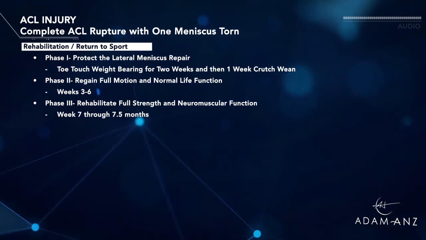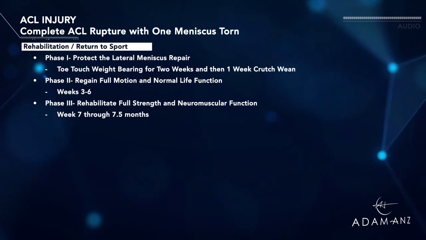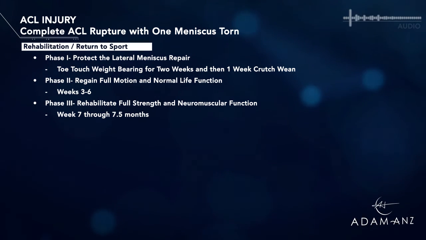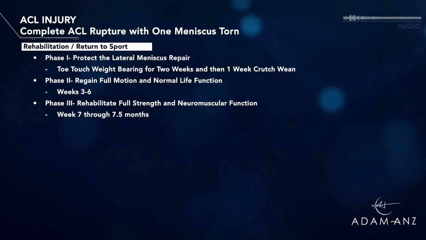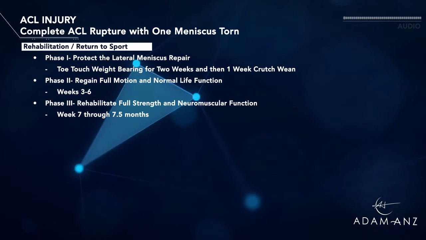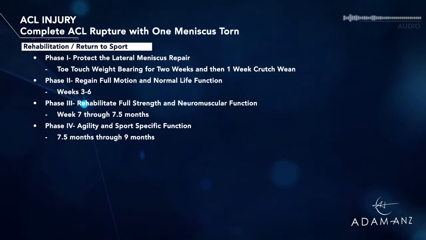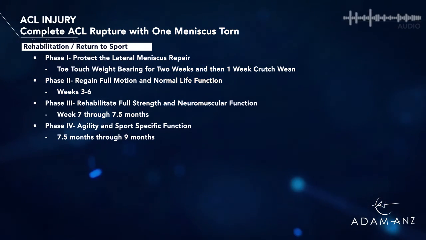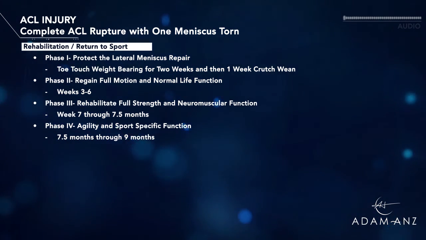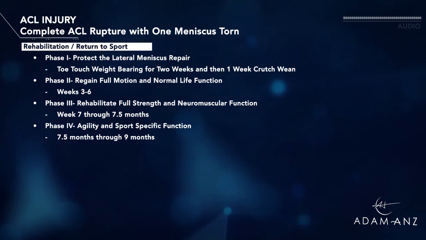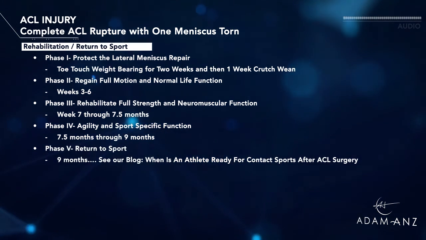We then rehabilitate strength and neuromuscular function, focusing on strength and proprioception until really 7.5 months while the graft goes through ligamentization and matures. Phase 4 is agility and sport-specific training. It is from 7.5 months to 9 months. And then phase 5 is a return to sport.